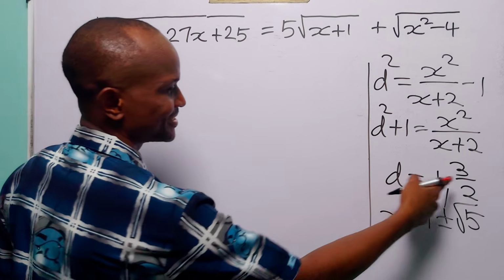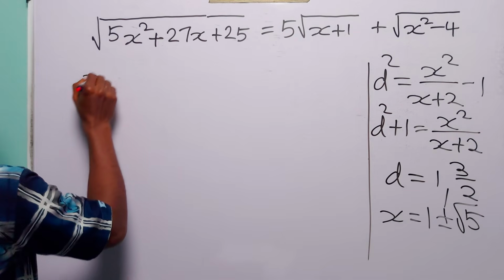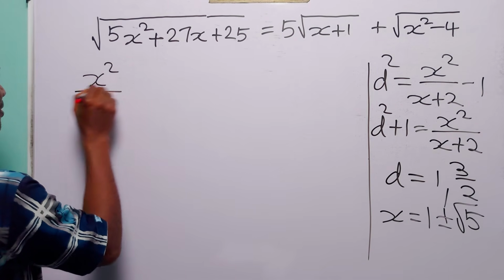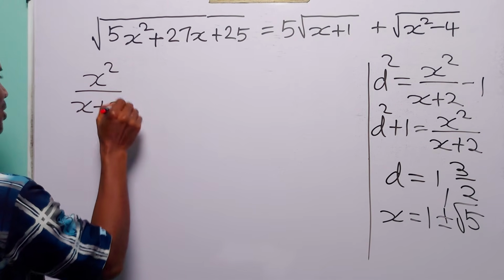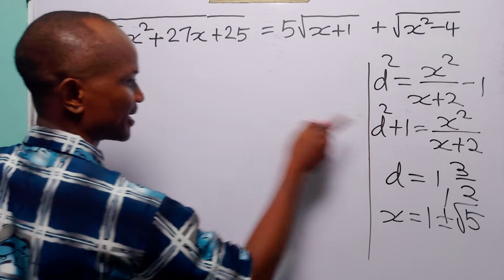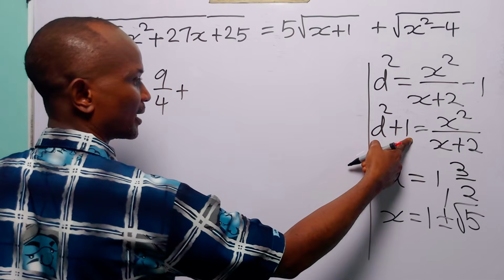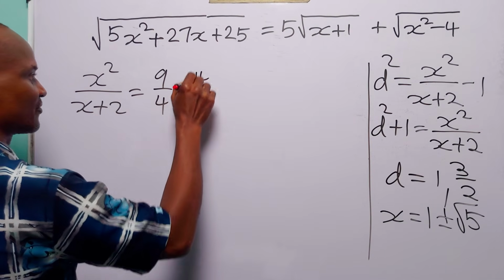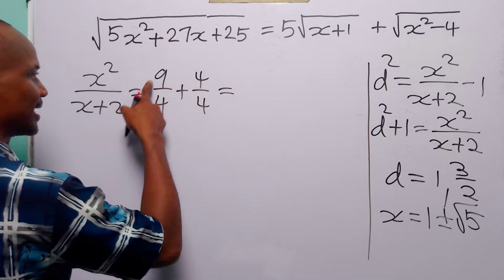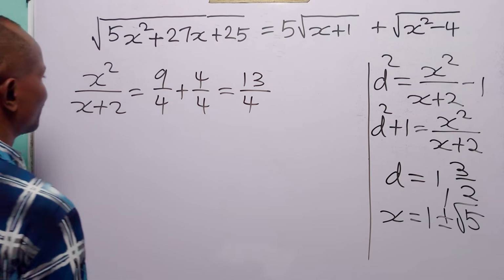And when d is equal to 3 over 2, then this equation becomes x squared over x plus 2 is equal to 3 over 2 squared, which is 9 over 4, plus 1, which can be written as 4 over 4. 9 plus 4 is 13 divided by 4.